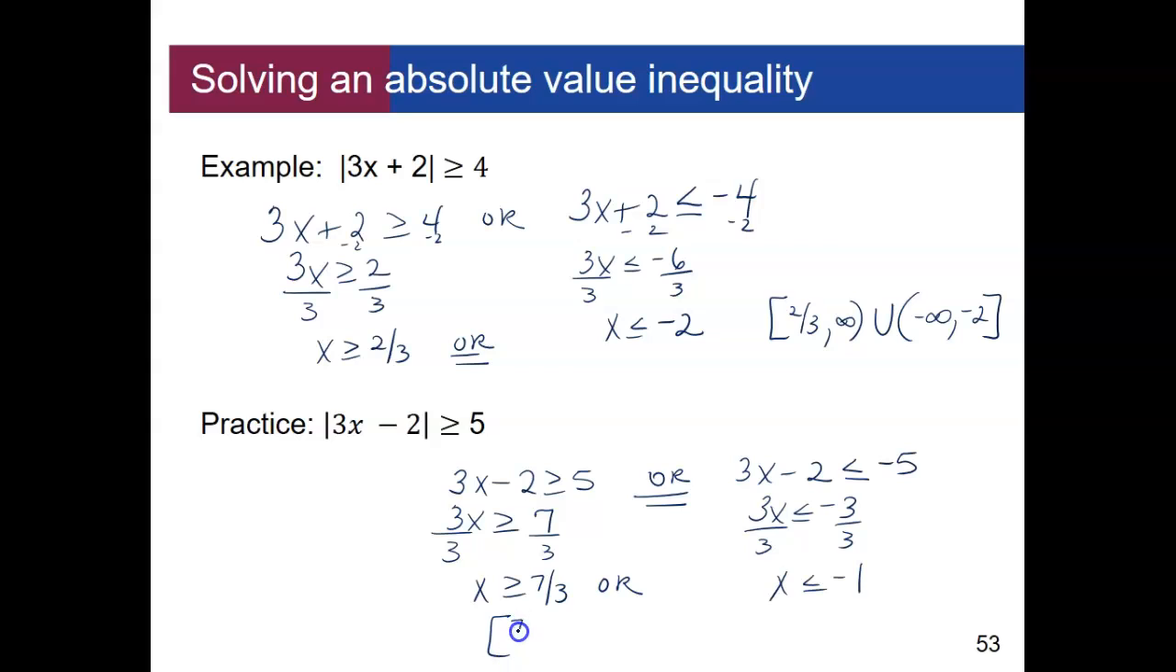So we've got from 7/3 to infinity, or actually in the place of or, we need to write the union symbol. And then here we're going to have negative infinity to negative 1. And that should be your answer there.